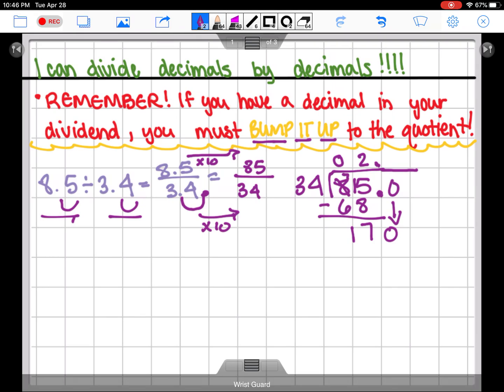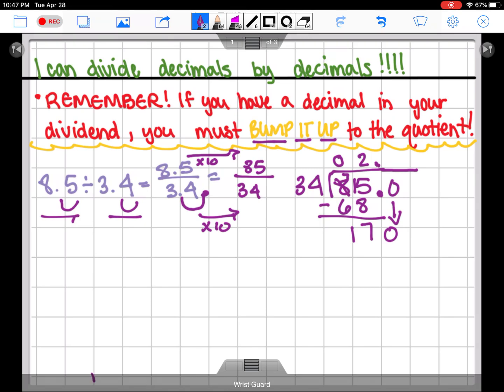Well, we just thought in our head about 34 fitting into 70, but this is a little different. I'm going to think about 34, I'm just estimating in my head, is about 30. 30 times 5 would be 150. I know that because 3 times 5 is 15. And 30 multiplied by 6 would then be 180. So I'm going to guess 5.